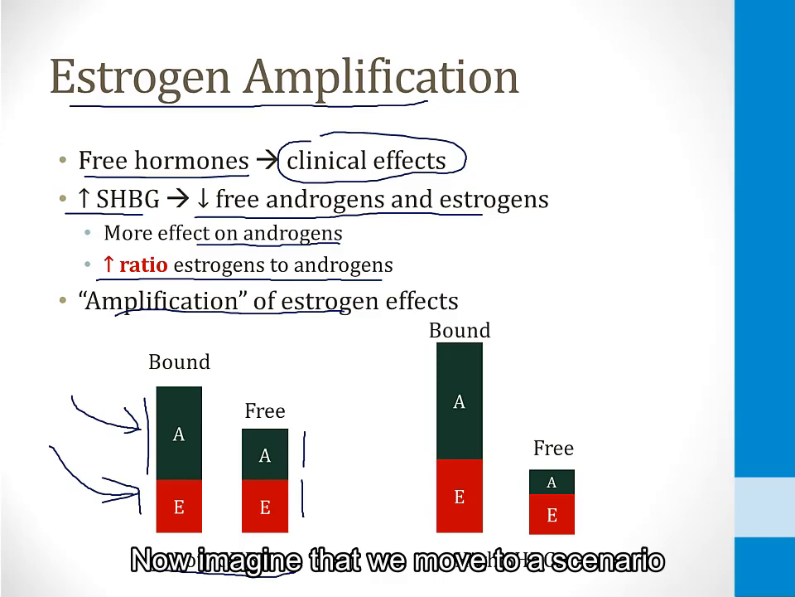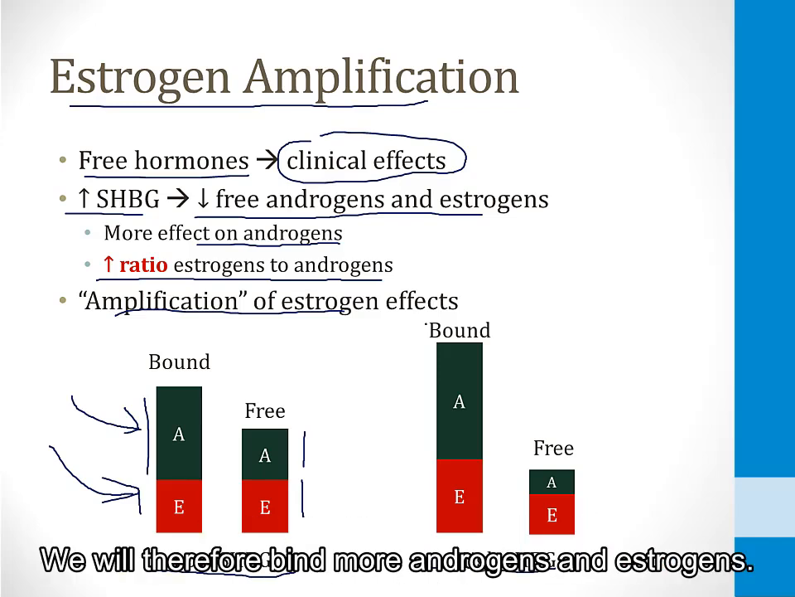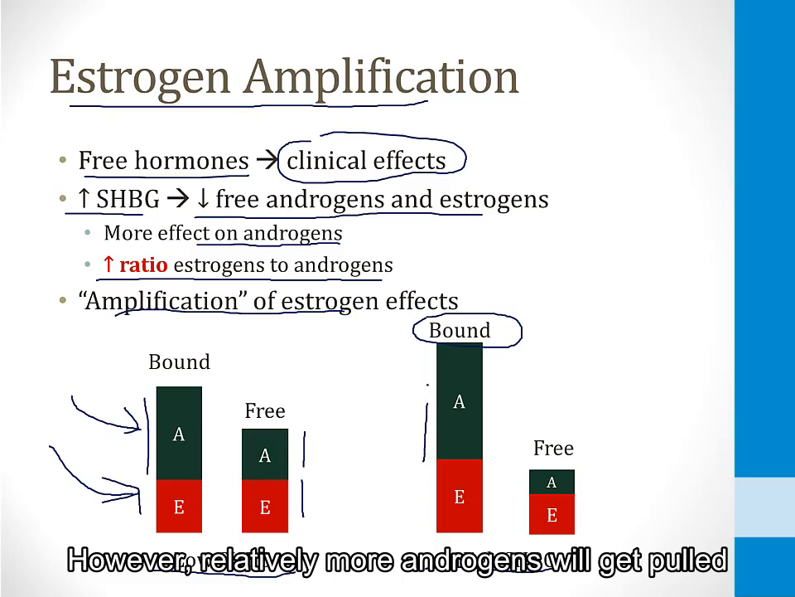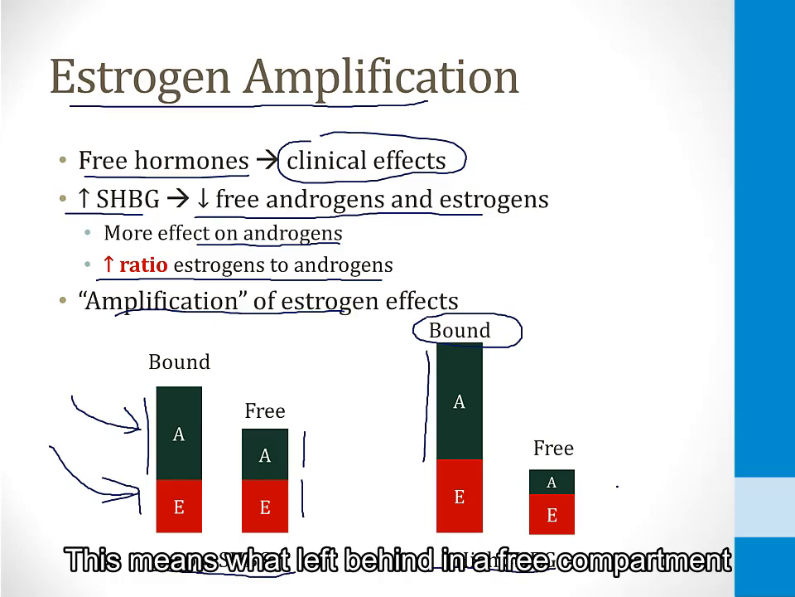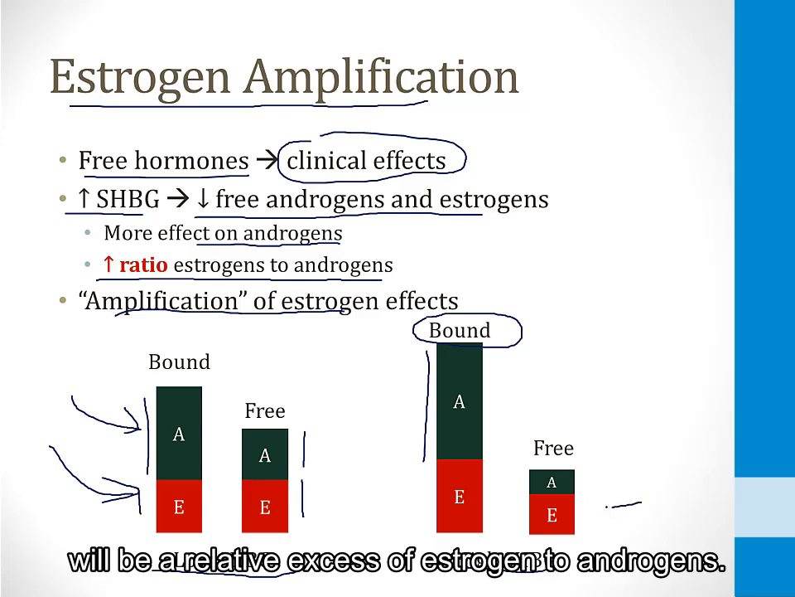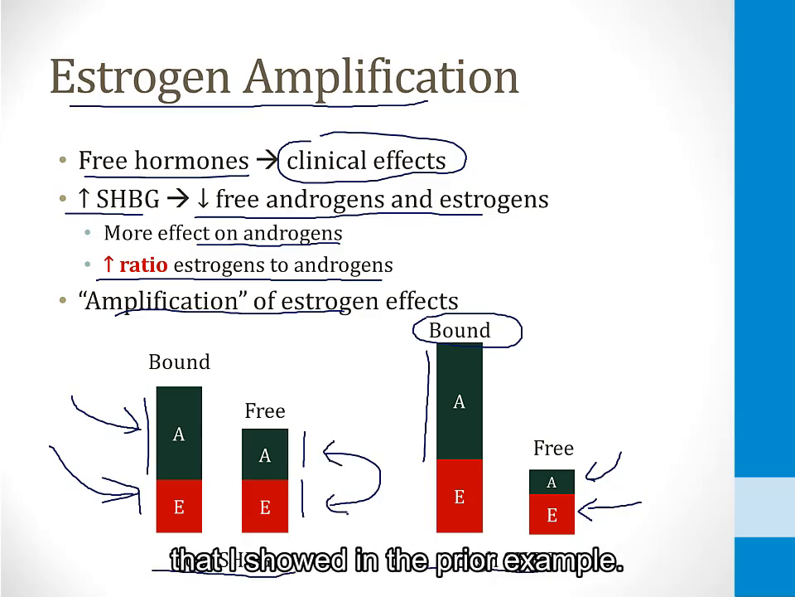Now imagine that we move to a scenario where we have a high level of sex hormone binding globulins. We will therefore bind more androgens and estrogens. However, relatively more androgens will get pulled from the free compartment than estrogens. This means what's left behind in the free compartment will be a relative excess of estrogens to androgens. In other words, we no longer have the equal amounts that I showed in the prior example.